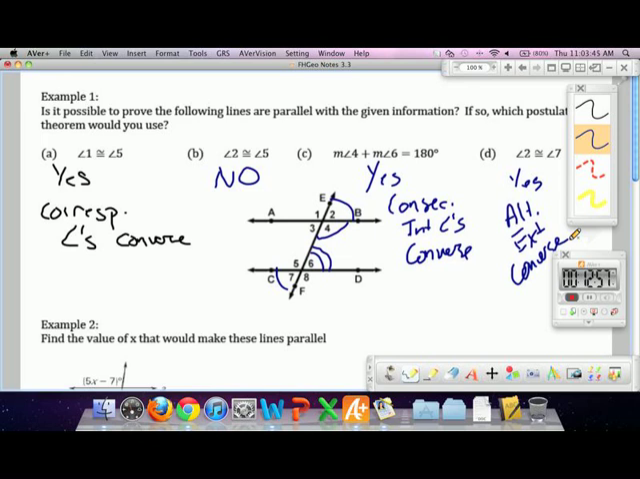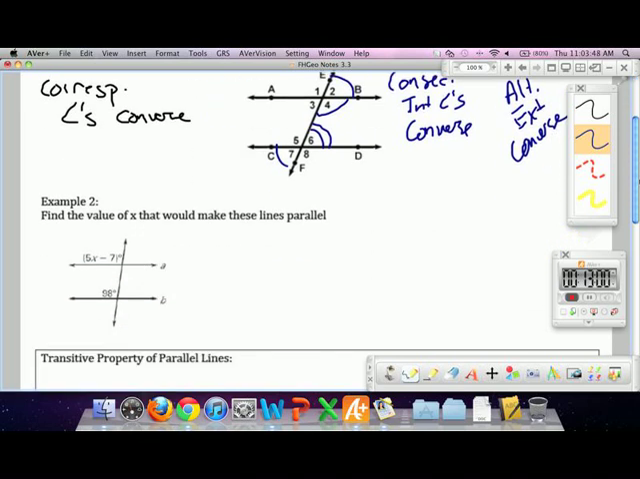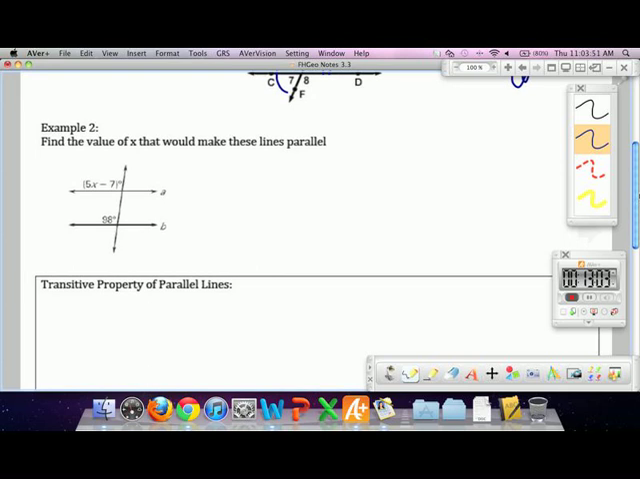Find the value that makes these parallel. If A and B are parallel, then what should be true about these two angle measures? 5x minus 7 is equal to 98. If they're parallel, then these better be the same. So you need to find the value of x that makes these two angles congruent. 5x minus 7 better be equal to 98. When x is 21, those angles are congruent. That's the only value.